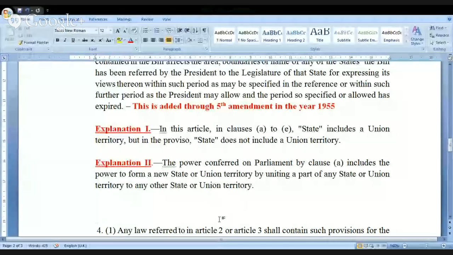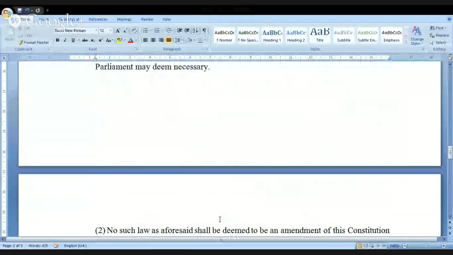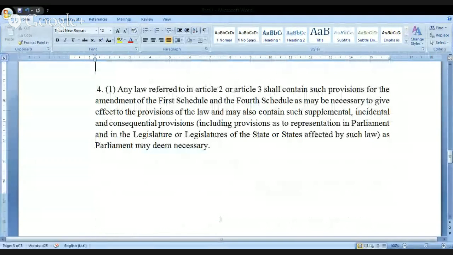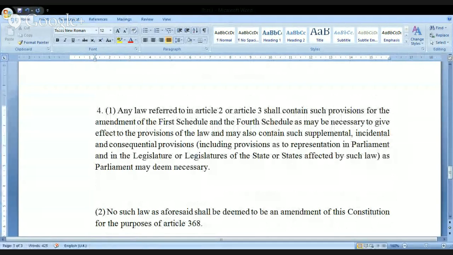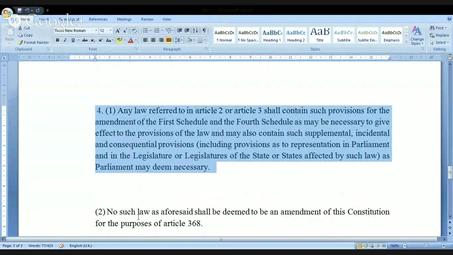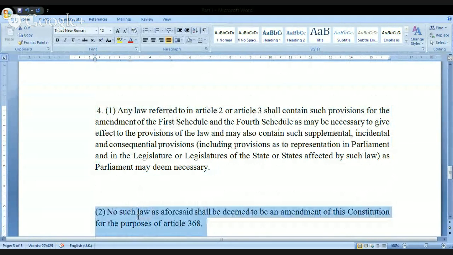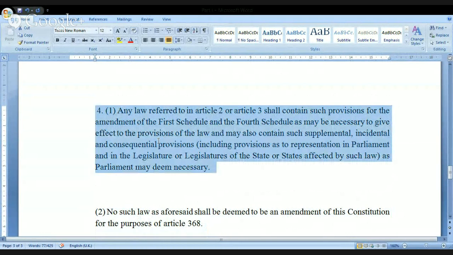I'm coming to Article number 4 of the Indian Constitution. Now look at this. See, I told you already, whatever we are doing under Article number 2 and Article number 3 should not be considered as an amendment of the Constitution. Now look at this. This is the Article 4, where I have Article 4 Clause 1 and Article 4 Clause 2. Just remember this one. I told you already, it should not be considered as an amendment. Look at this. Any law referred to in Article 2 or Article 3. Important, meaning Article 4 is referring to both Article 2 and Article 3.